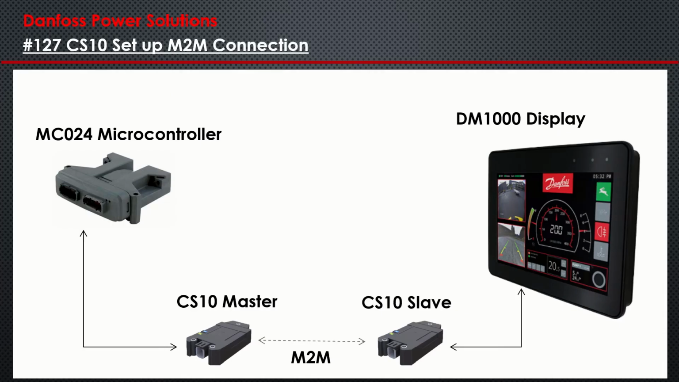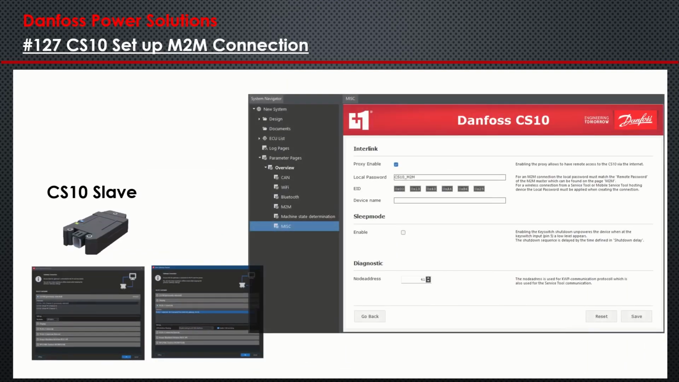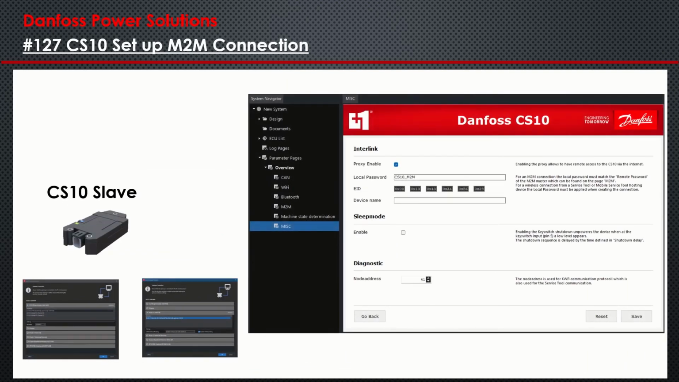Now you will need to connect to the other CS10. First, you should change the node address on the miscellaneous page. In this example, we changed the node address to 41. Since our intent is to configure the CS10 as the M2M server, the local password must also be changed, which has to match the remote password, which you set on the M2M manager. In our example, it is CS10 M2M.